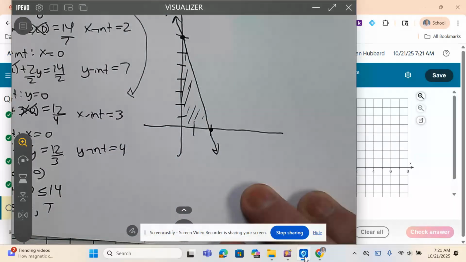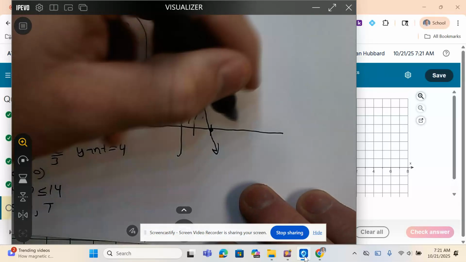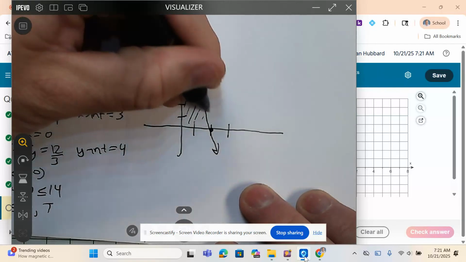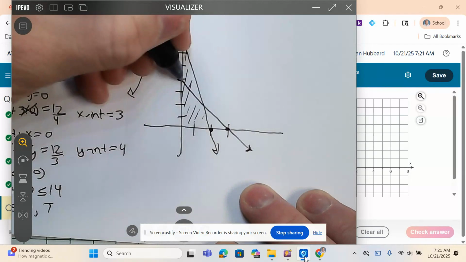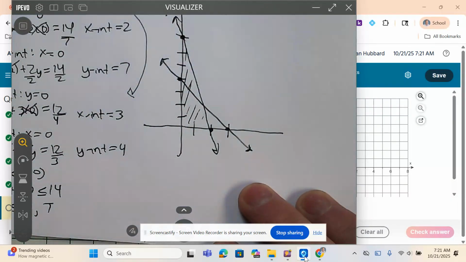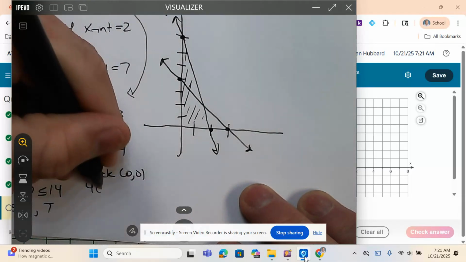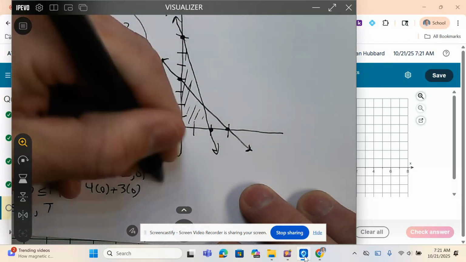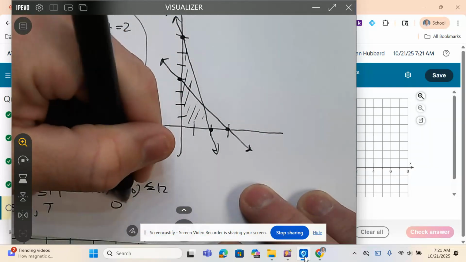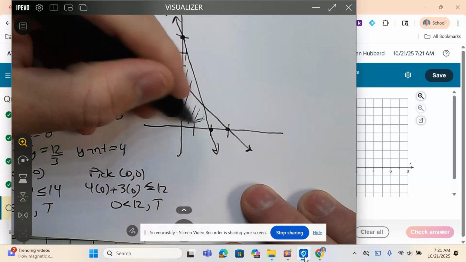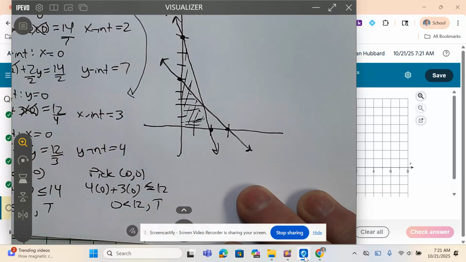Okay. Now, let's go look at the next one. On the next one, we have an x-intercept of 3 and a y-intercept of 4. So that goes here. X-intercept of 3, y-intercept of 4. Okay. Now we're going to pick a point. So I pick 0, 0. So 4 times 0 plus 3 times 0, is that less than or equal to 12? Is 0 less than or equal to 12? That's true. So I'm going to shade towards 0, 0. So you see this region kind of starting to fill up here.